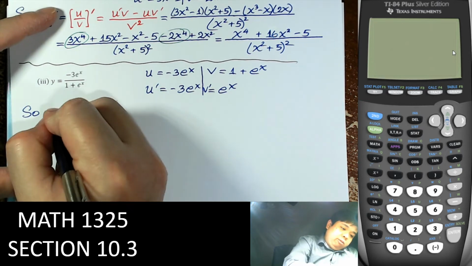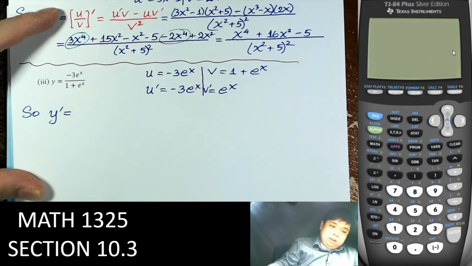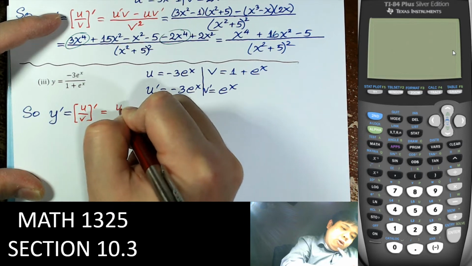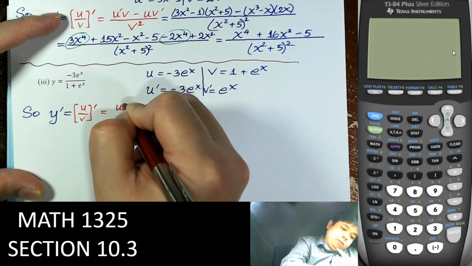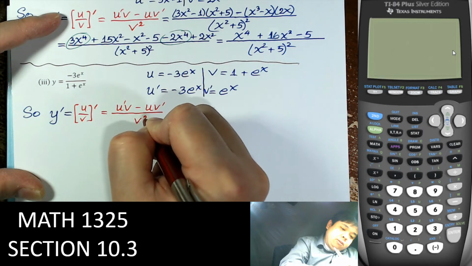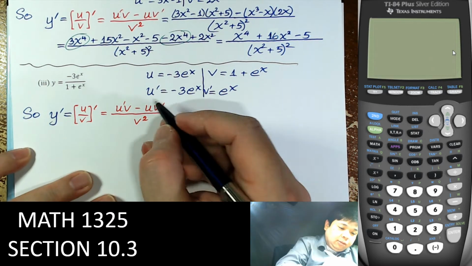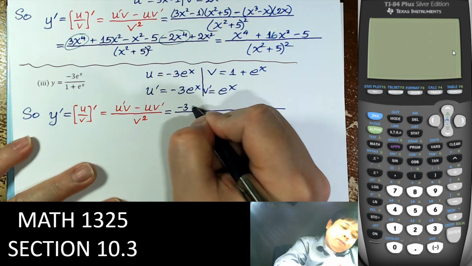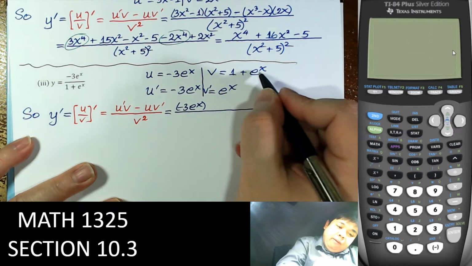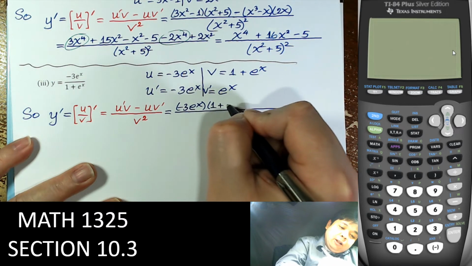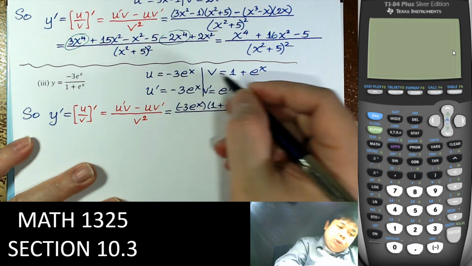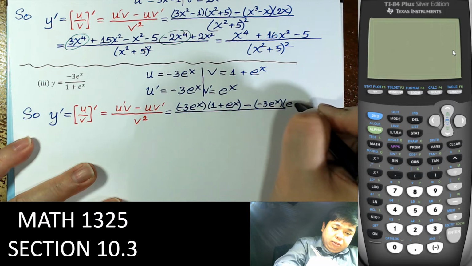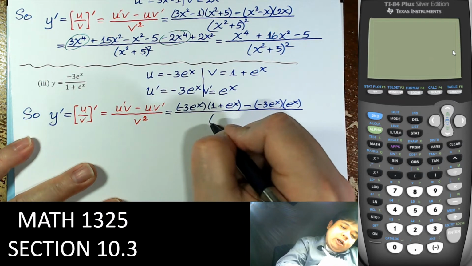So we have the derivative of a quotient. Alright, u prime v minus u v prime over v squared.